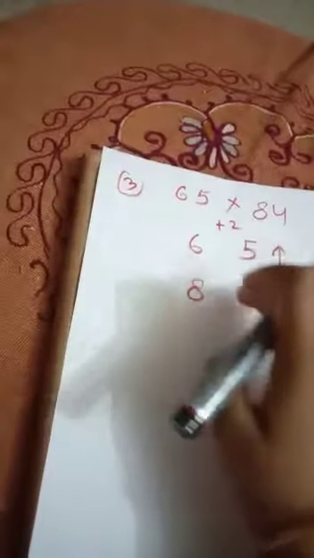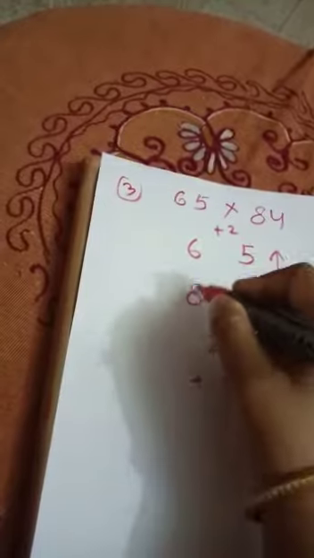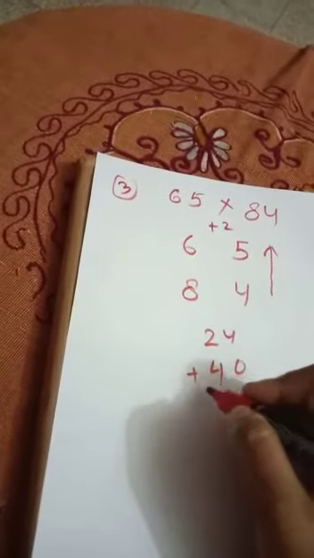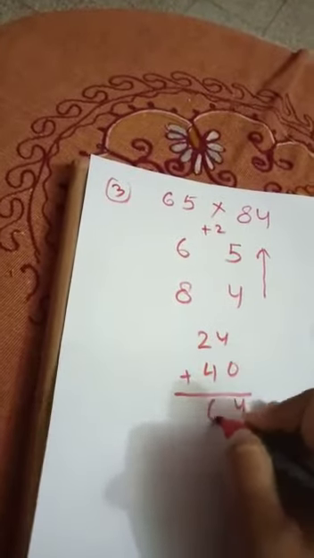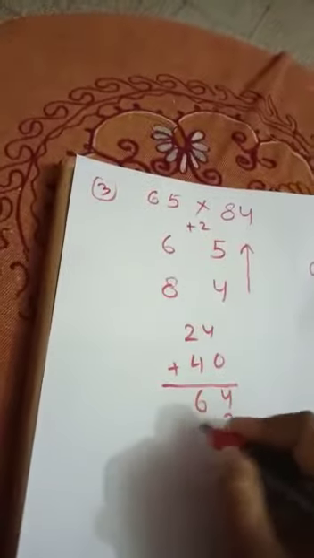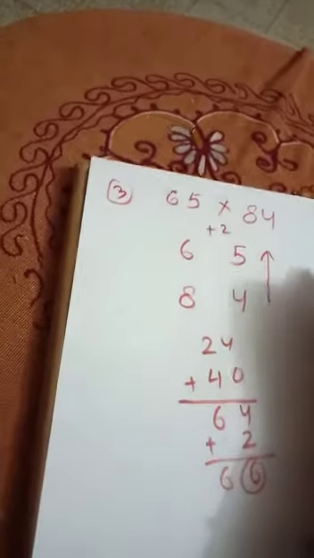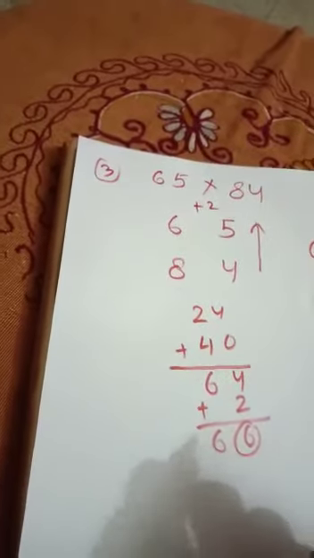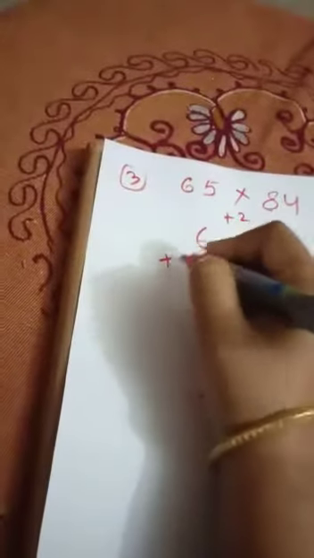Okay. Now do the cross multiplication. 6 4s are 24 plus 8 5s are 40. Add it. Right. Now 4 plus 0, 4, 2 plus 4, 6. Now add this 2 with 64. So it will become 66. I will take this 6 ones from here. I will write here at the tens place, so this 6 will go as a carryover.